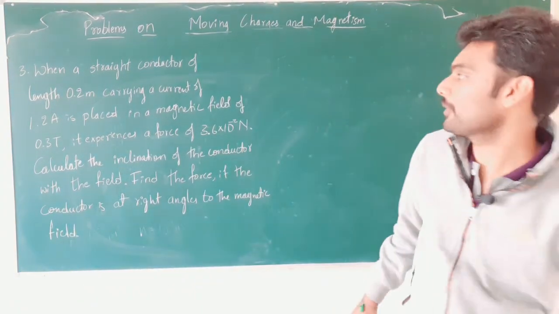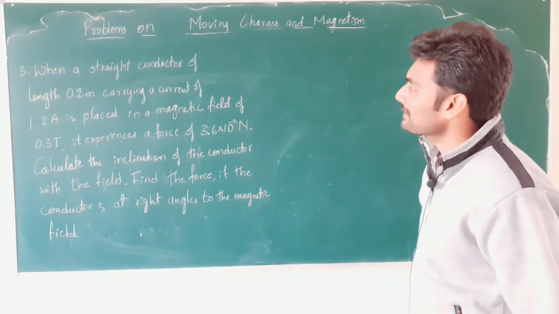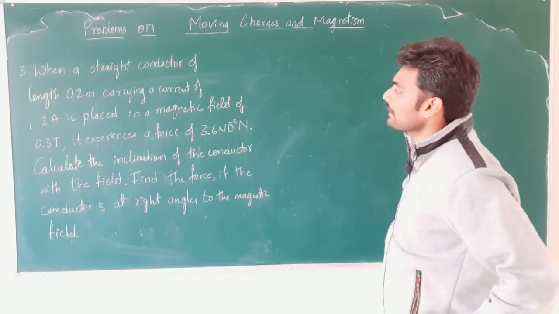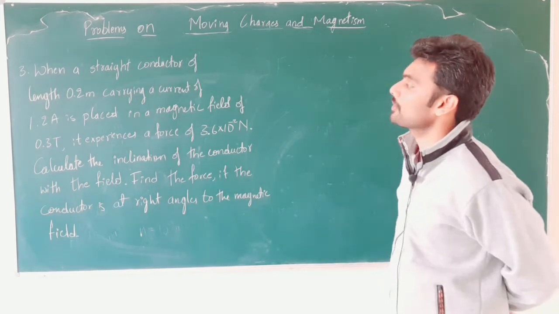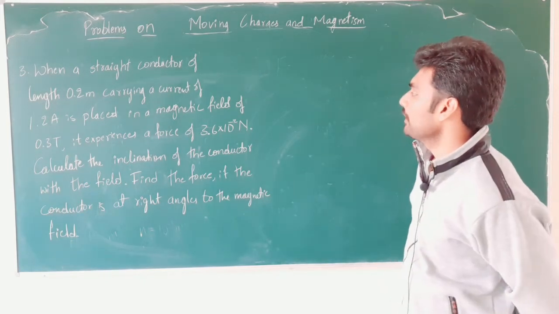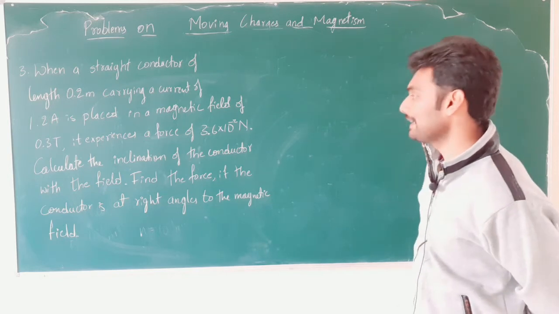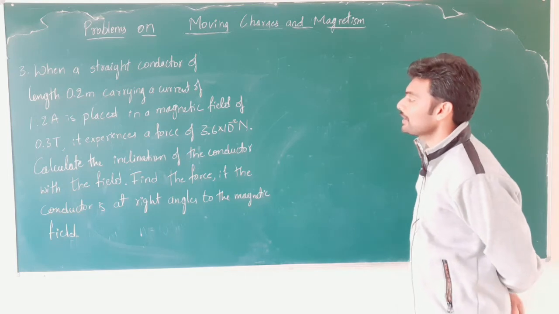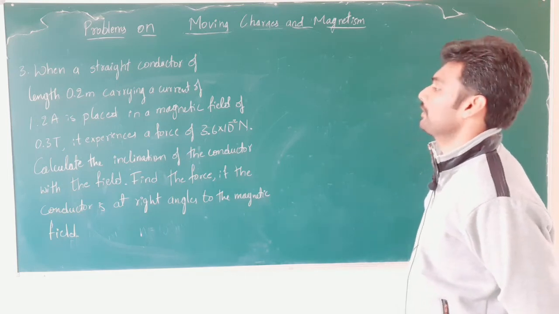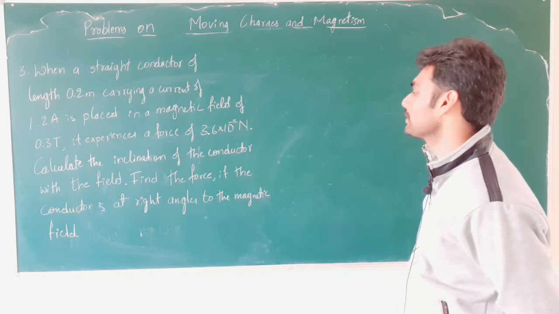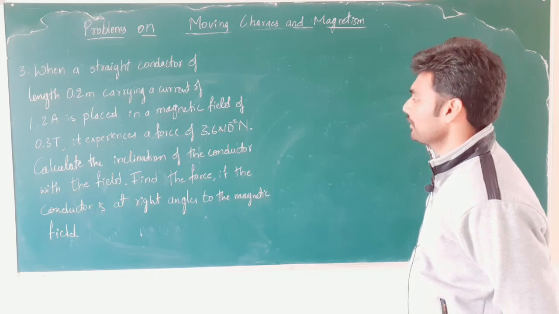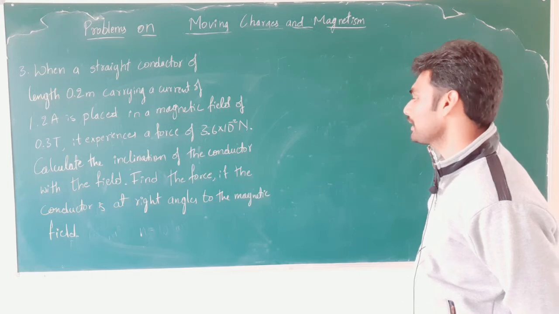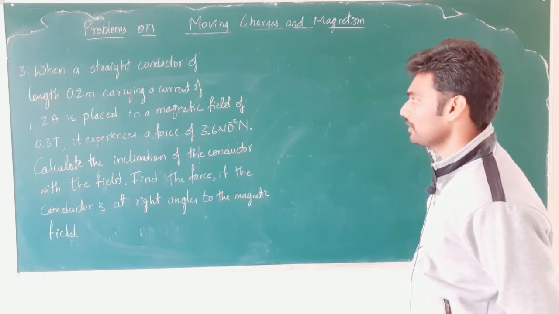So, third question: when a straight conductor of length 0.2 meter carrying a current of 1.2 ampere is placed in a magnetic field of 0.3 Tesla, it experiences a force of 3.6 × 10^-2 Newton. Calculate the inclination of the conductor with the field. This is one part of the question. Next, find the force if the conductor is at right angles to the magnetic field.